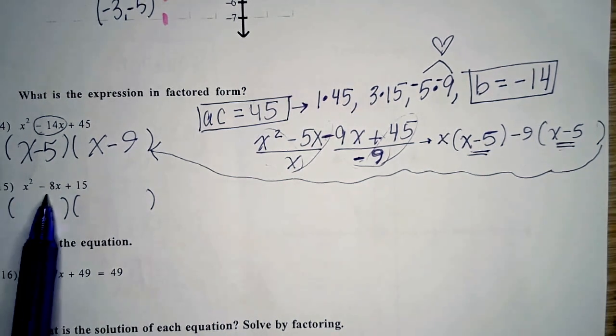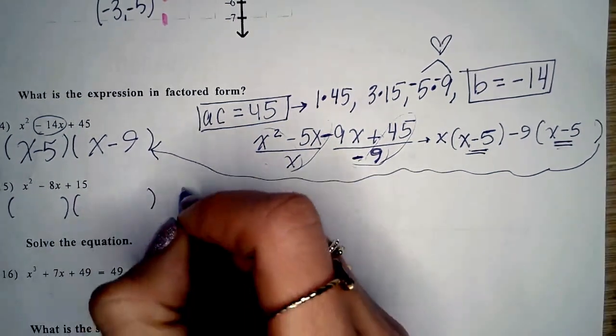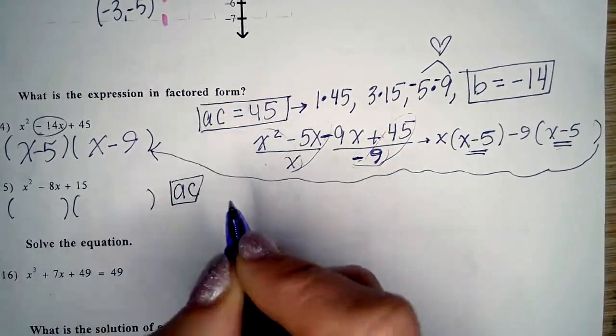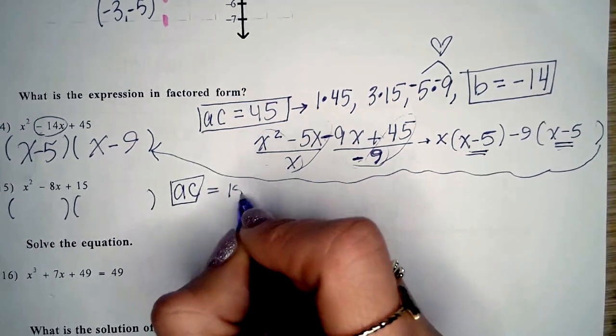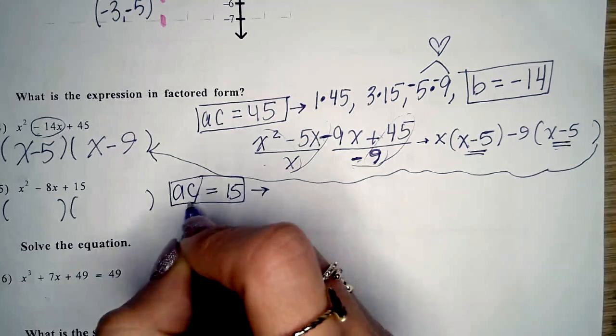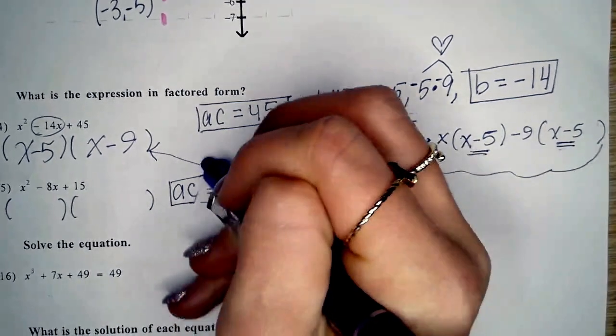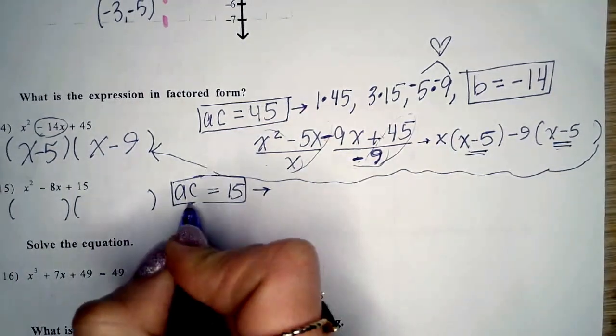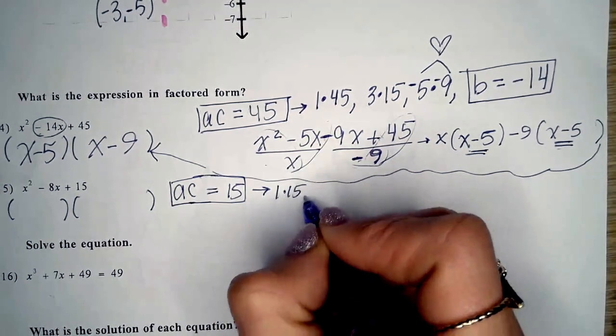Okay? The next one, a times c. So what's a times c of 1 for this one? 15. All right, what multiply? Oh, I should really have boxed the whole thing. What, JR, what multiplies to give me 15? Sure, 1 and 15, and 3 times 5.